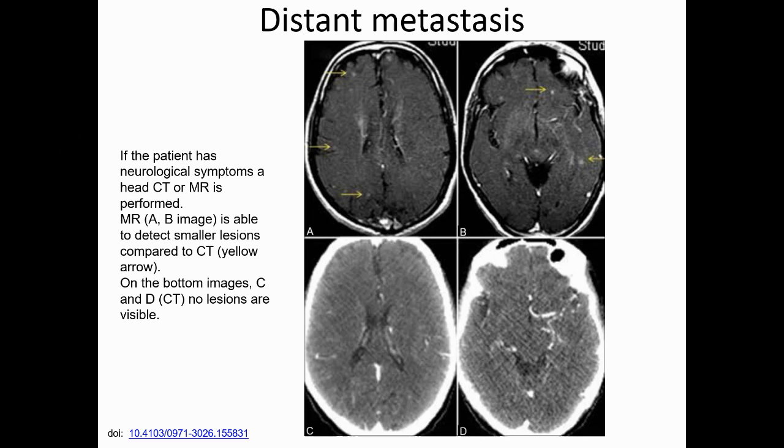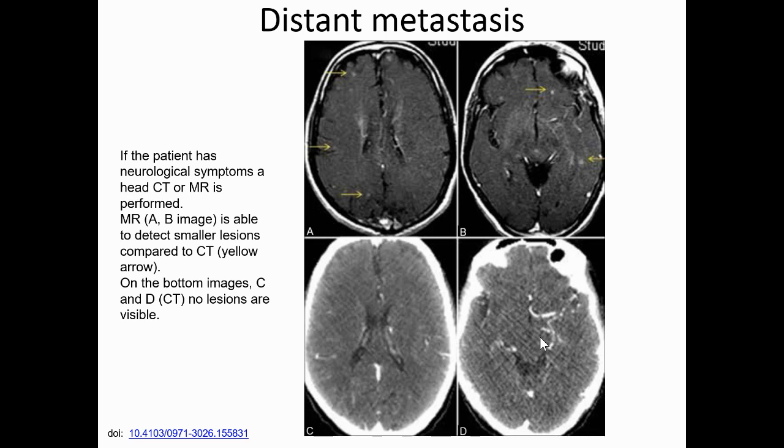Distant metastases are also very common in the brain. Now, CT is utilized mostly, but CT doesn't have a good diagnostic yield, and here is just one example. Image C is a non-enhanced brain CT. D is a contrast-enhanced brain CT. None of them show any abnormalities.